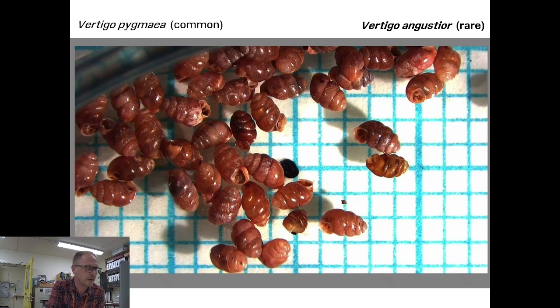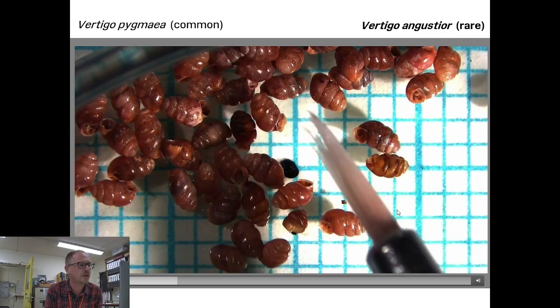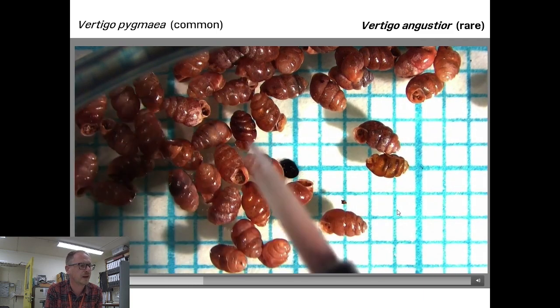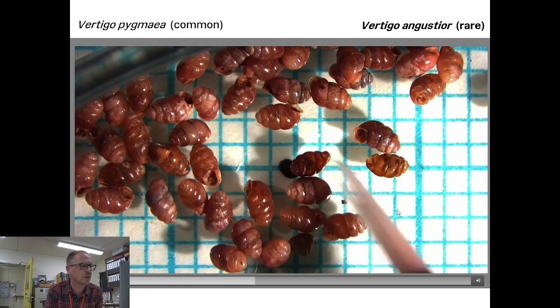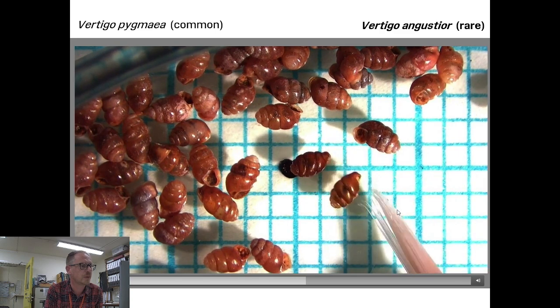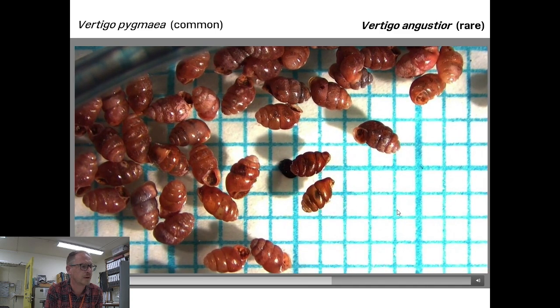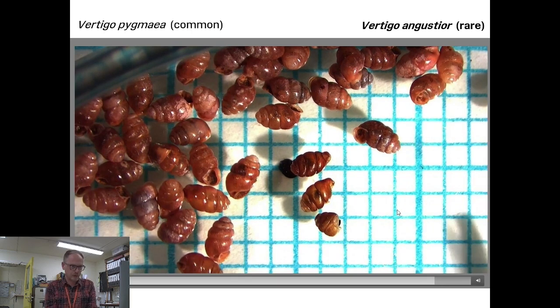So here, I've got a mixed sample of lots and lots of specimens of Vertigo pygmaea, and then in amongst them are 3 specimens of the rarer Vertigo angustior, and I'm just pushing that to the right. So there we go, there are 2 of them. Where's the 3rd one gone? It's a baby, there we go. I'm pushing it up to the top. So there are 3 of those, and they look rather subtly different to the others, I expect you'll think.